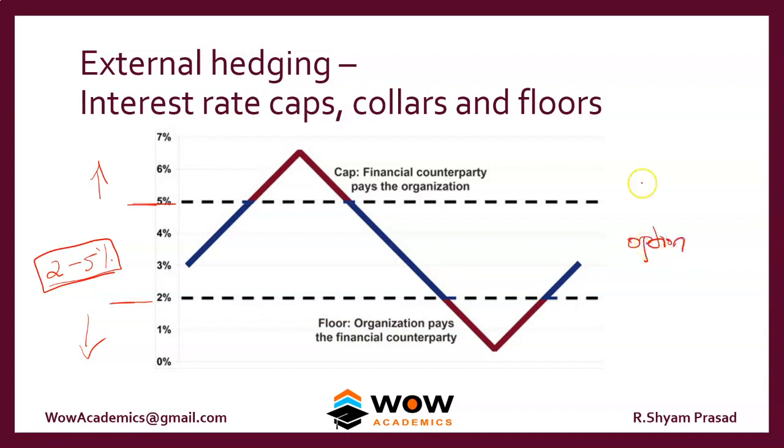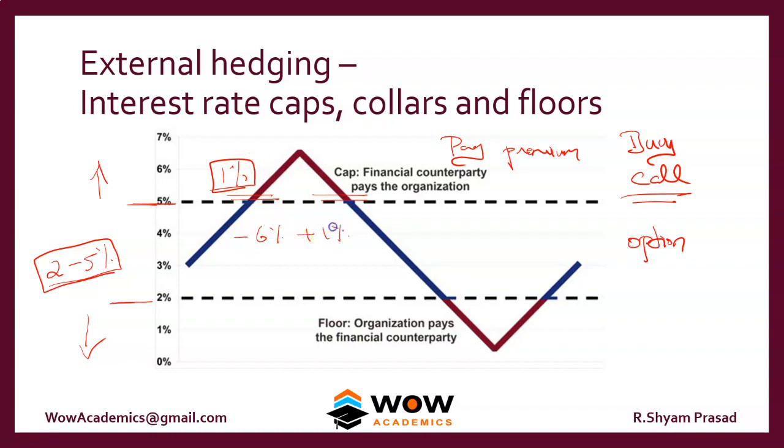They buy a call option, and they pay a premium for this. Whenever it goes above 5%, the other company will pay money to this company. So assume the interest rate is 6%. The company will receive 1% as their income. Even when the interest is 6%, the income will be 1% from the other company, because the option will be exercised and the company will pay effectively only 5%.